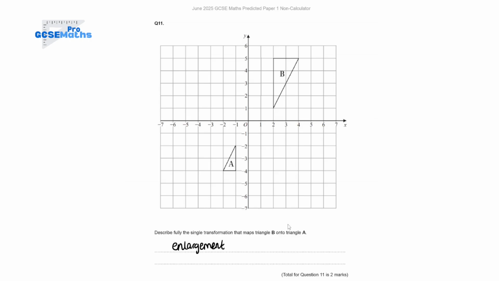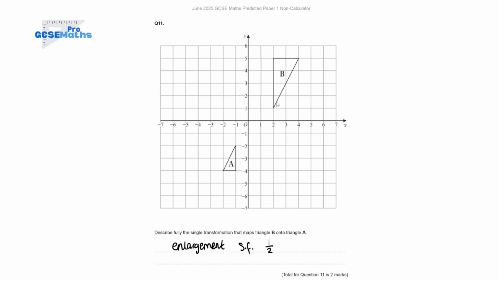So what do we need to say about an enlargement? First of all, normally, the scale factor. Now, you can do that just by counting one of the sides. So, for example, the vertical side was 4. Now it's 2, so it's got smaller. It's basically been multiplied by a half, hasn't it?